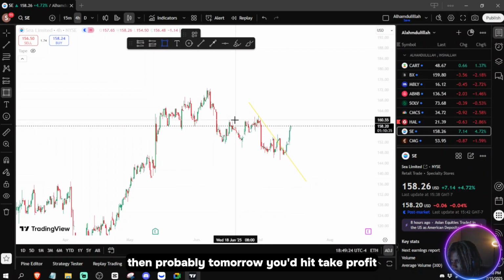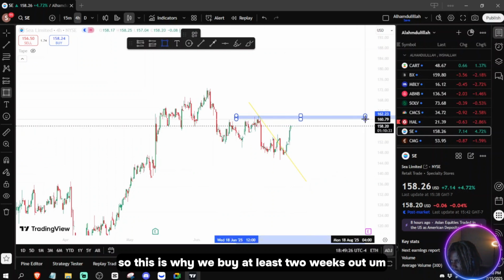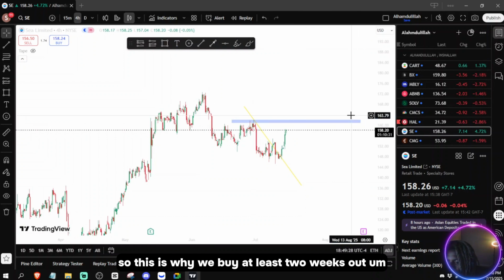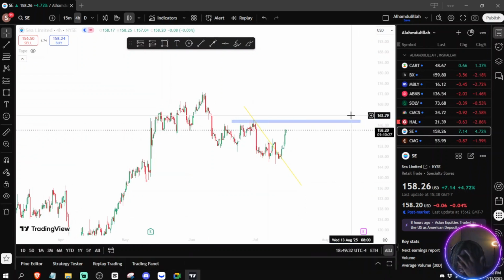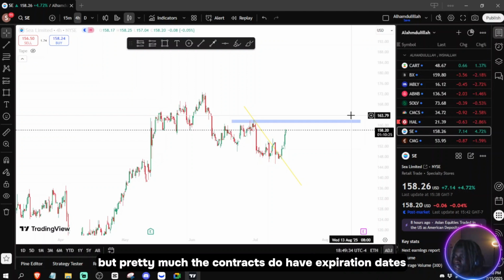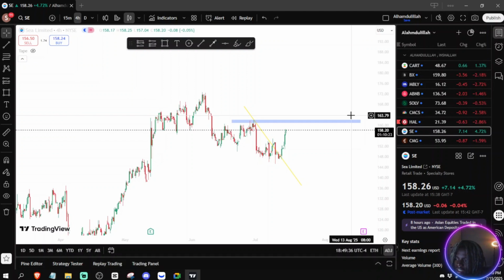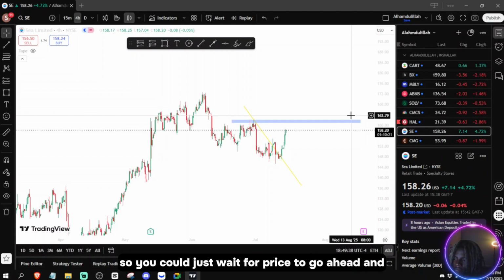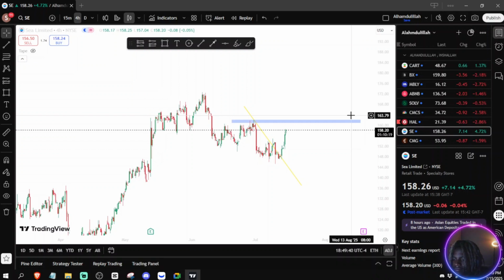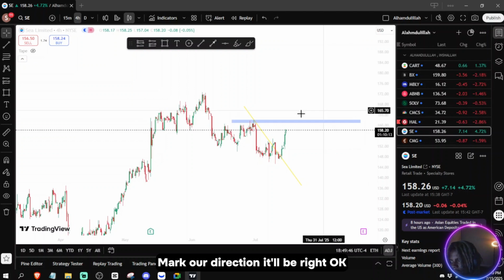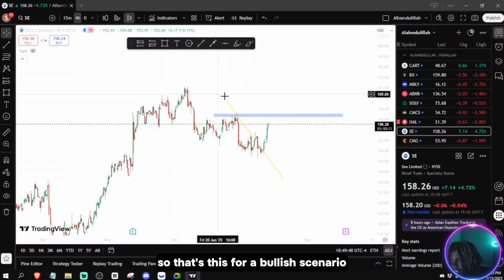And then probably tomorrow you'd hit take profit. So this is what we buy at least 2 weeks out, or at least a month out. And we'll talk about contracts in the next section. We'll talk about that, but pretty much the contracts do have expiration dates. So you could just wait for price to hit your take profit, buy weeks out and just wait for some days. And especially if you know market direction, it'll be right. Okay. So that's this for a bullish scenario.